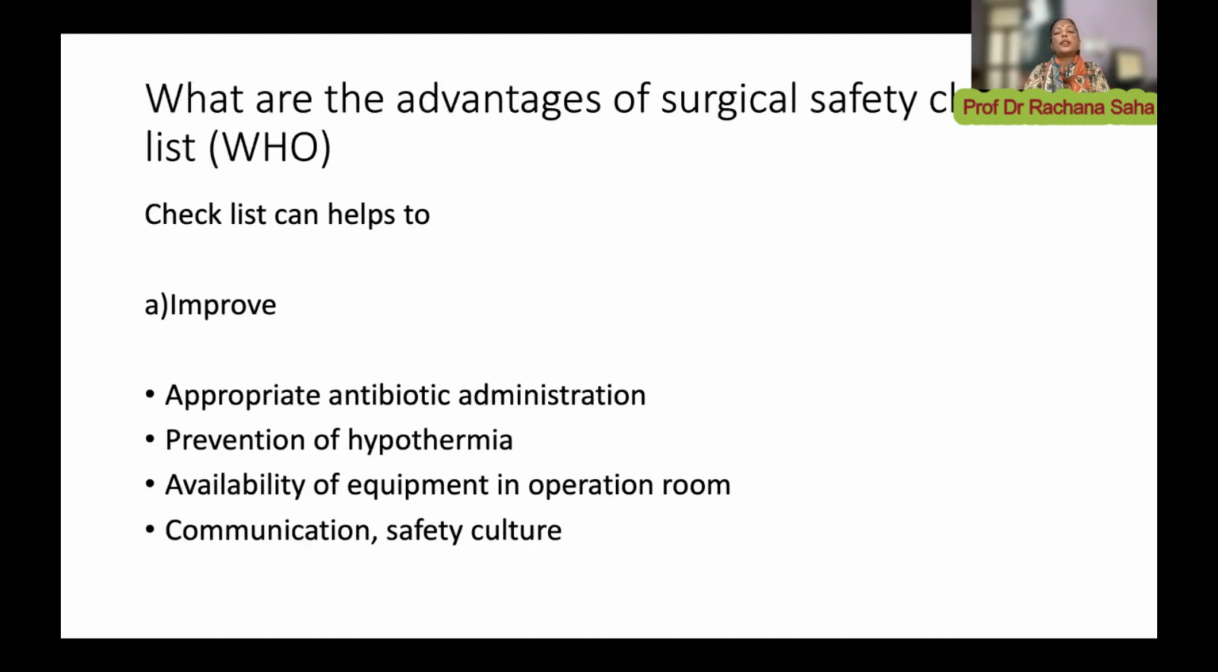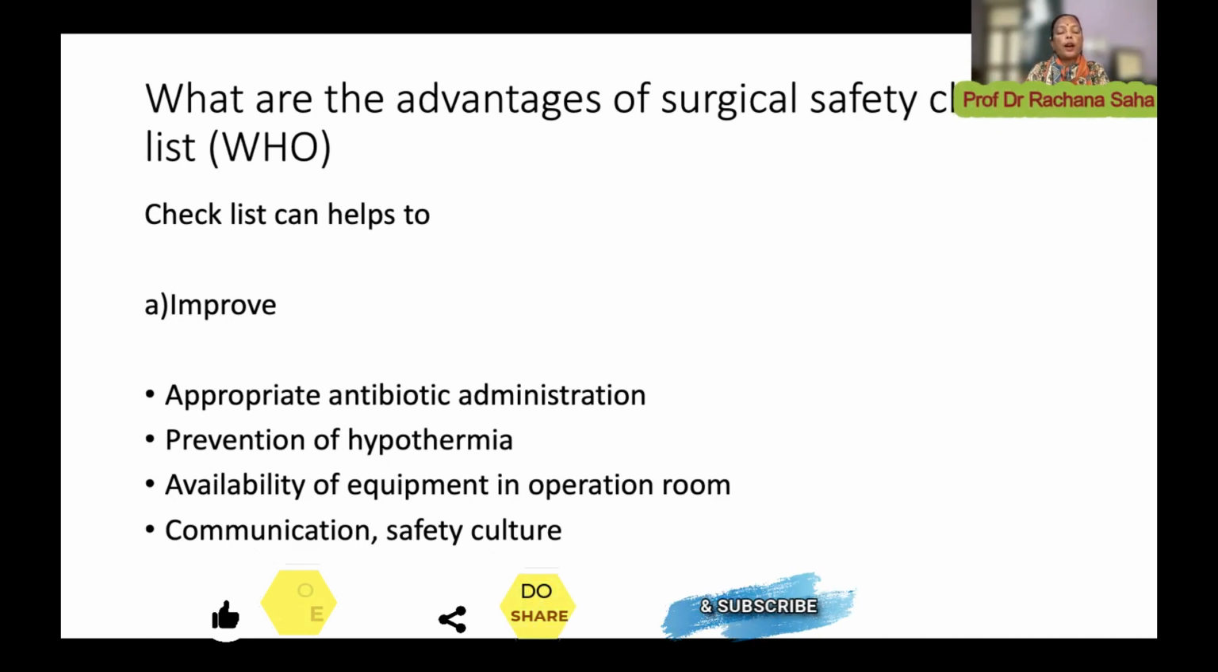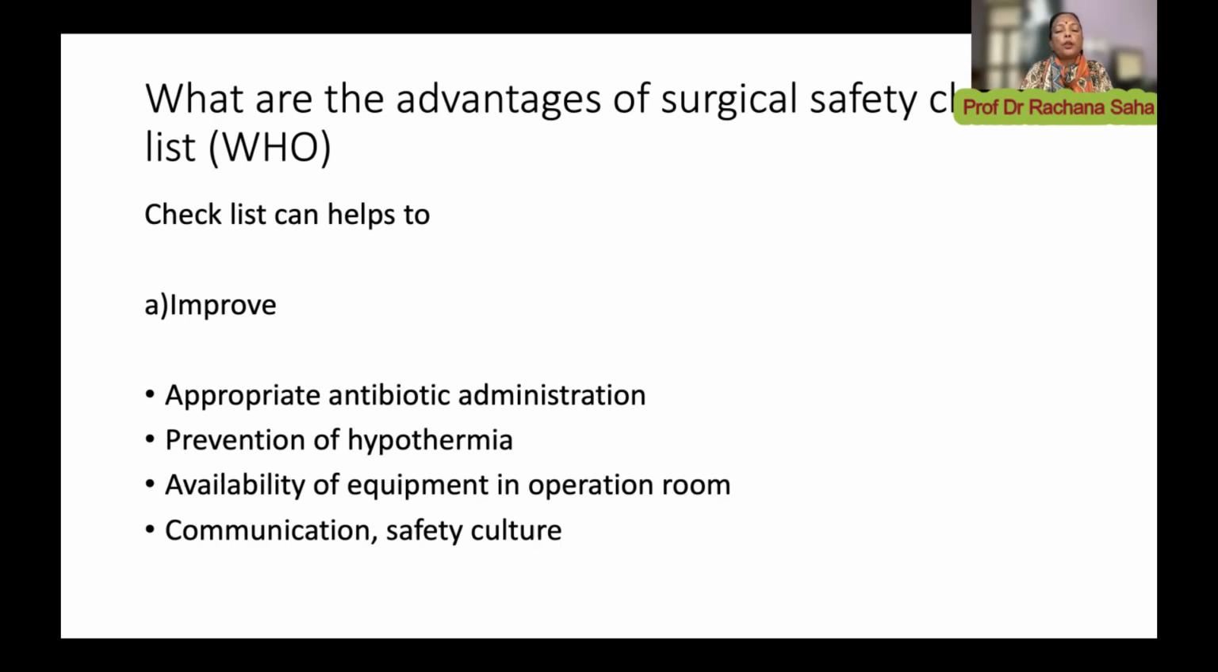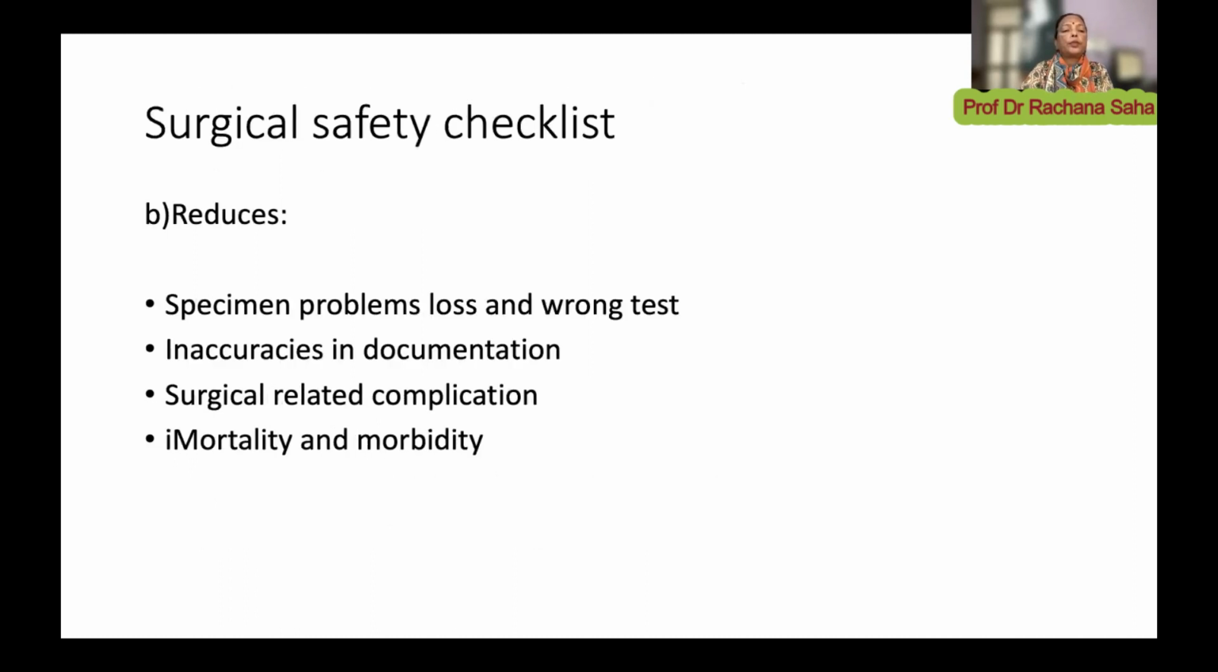Now, what are the advantages of surgical safety checklist? This checklist definitely helps in giving appropriate antibiotic administration, prevention of hypothermia, availability of equipment in operation room, and communication and safety culture, because all this is a communication tool which is used between the anesthetists, surgeons, and the nurses. So you communicate among each other to have a better, safe surgical procedure. It also reduces specimen loss and wrong tests, inaccuracies in documentation, surgical related complications, mortality, and morbidity.